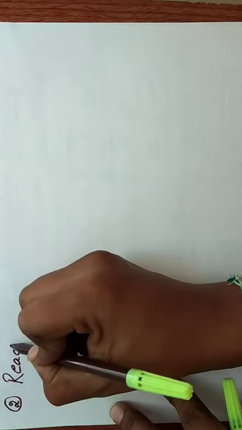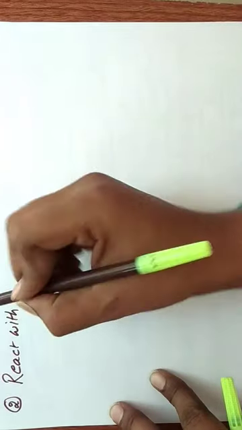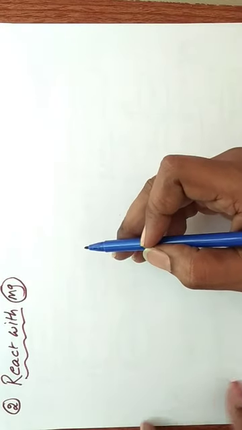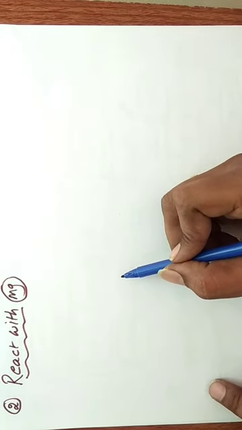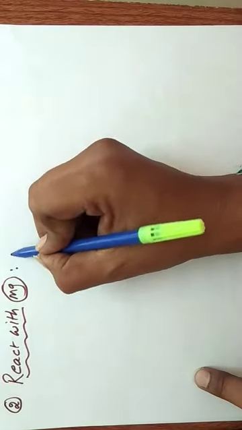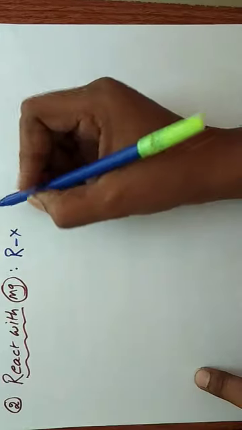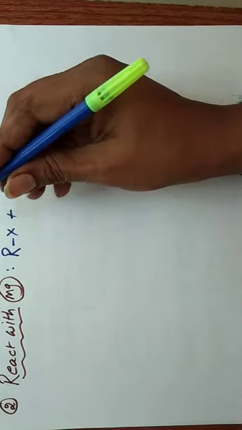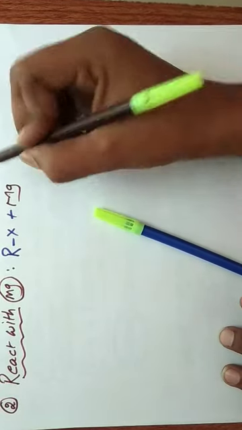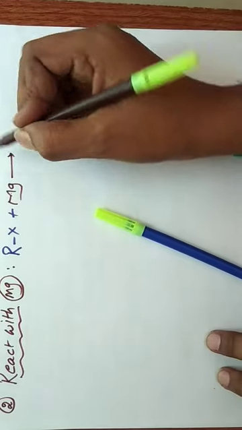Next, second reaction: react with magnesium metal. Alkyl halides generally react with magnesium metal, so we can get the RMgX compound. What is the general formula of alkyl halide? R bond X, reacting with magnesium, in dry ether.